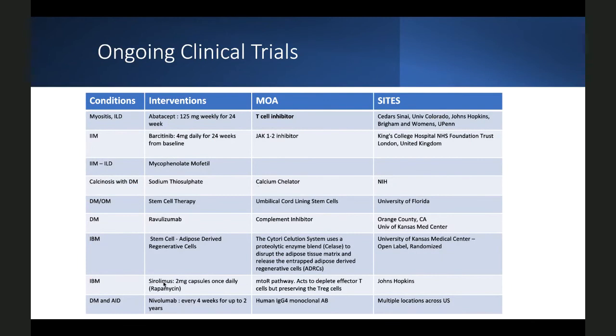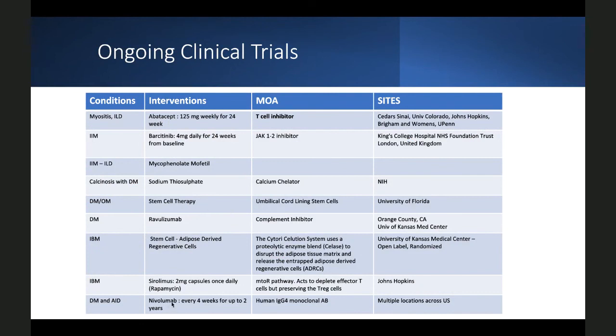And for IBM too, there is a trial for sirolimus, which acts on the mTOR pathway, which is going on at Johns Hopkins. So all of these trials, they are currently recruiting and ongoing over here. For IBM, unfortunately, there are not many, but sirolimus is one of the drug trial which kind of looks promising, but again, not sure. Then we do have stem cell therapy for IBM, which is going on at UMKC, as well as stem cell therapy for dermatomyositis, which is going on at University of Florida.